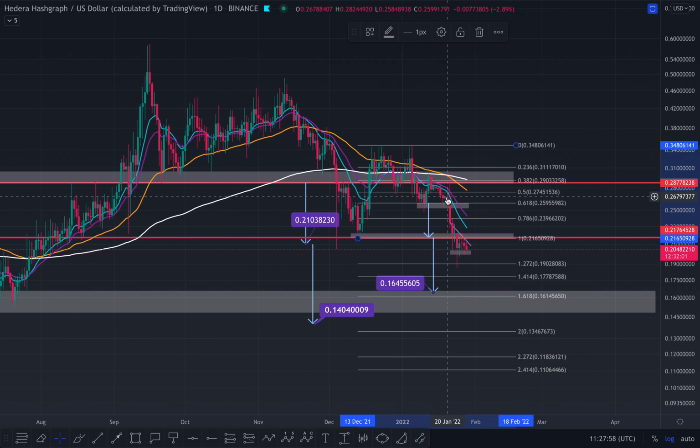But we failed to do that. So because of that, once you lost the 618, it put you in a target to 21 cents. This was already a technical target that was met. Once you lost this low, it puts you in a target to the 1618 over here.